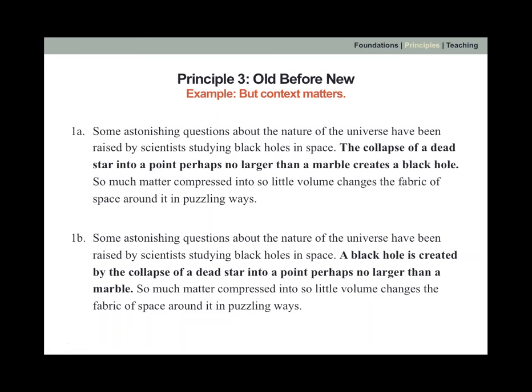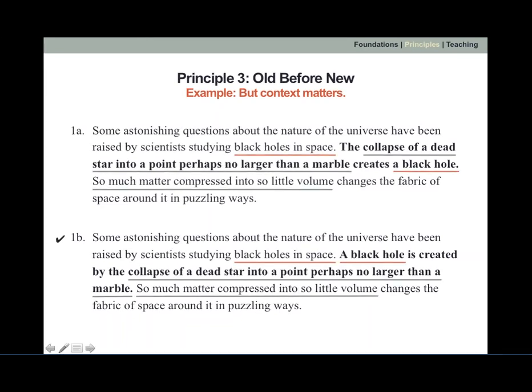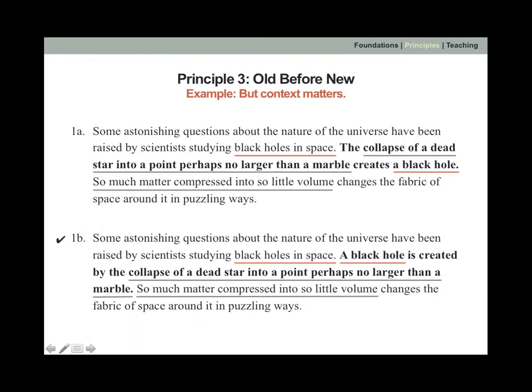Such matter compressed into so little volume changes the fabric of space around it in puzzling ways. Here you see graphically how the principles work. So I've underlined one kind of information about black holes in orange and the collapse of the star into a point no larger than a marble in green. And you see that here we go orange, green, back and forth.